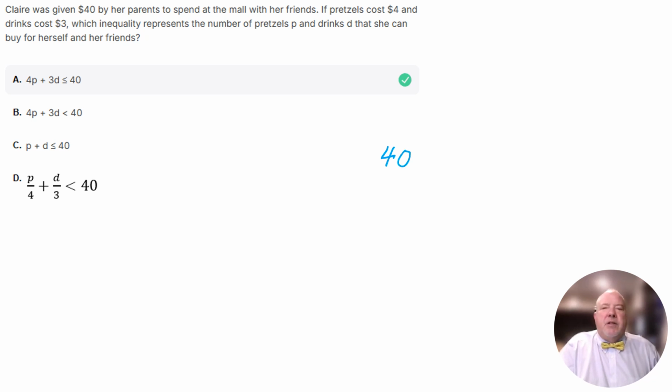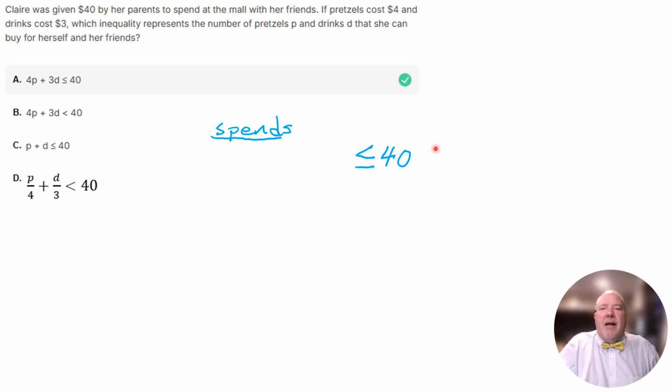And then the question is, what inequality symbol to use here? On the other side of the inequality is going to be how much she spends. And how much she spends can be up to $40, but it can't be over it. But she could spend less. So how much she spends has to be less than or equal to 40. And now if I look at my answers, I've already eliminated two of them. So the answer is either A or C.